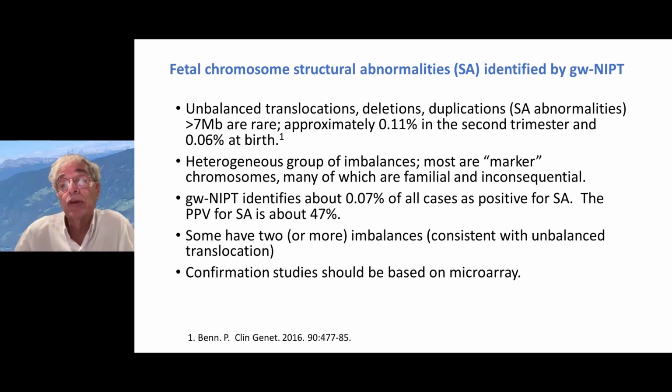Some of them will have two or more imbalances, so that would be consistent with an unbalanced translocation where two segments of chromosomes are abnormal. Some of them, many of them, just show a single segment that's apparently unbalanced. But when you get a positive result for one of these, the confirmation studies need to be microarray. It shouldn't be a karyotype because karyotyping does not necessarily pick up some of the smaller imbalances that are associated with translocations.